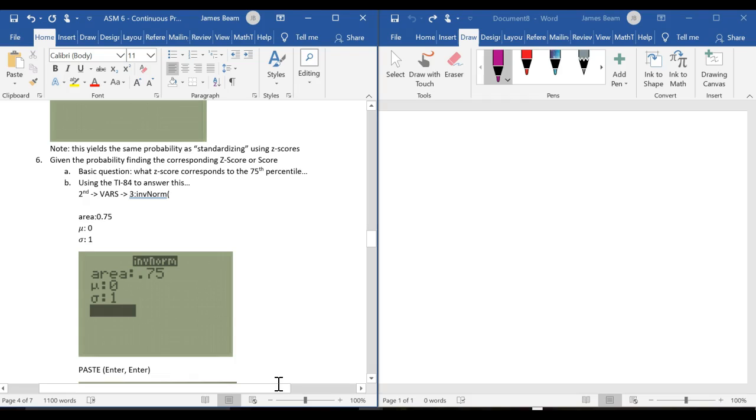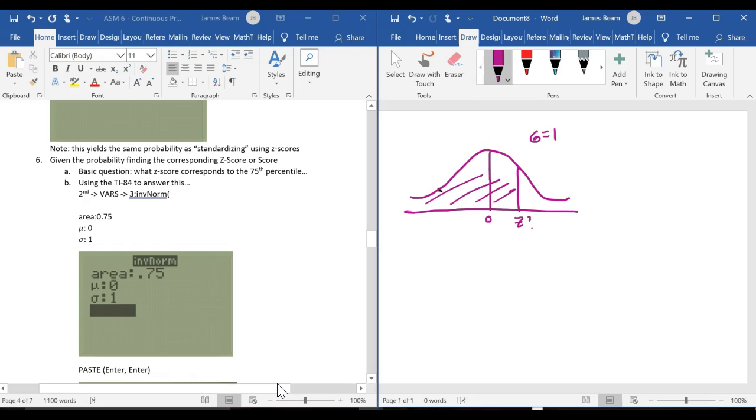All right, so finding this backward is an interesting question, okay? Inverting this entire process. So what if I know mean of 0, standard deviation of 1, and I want to know what z-score gives me 75% of the curve below me, right? So what z-score is the same as the 75th percentile?